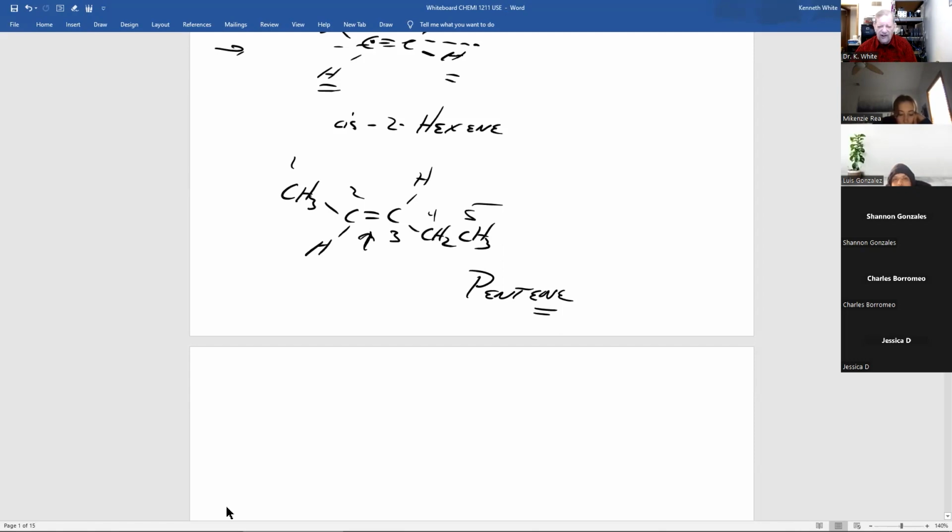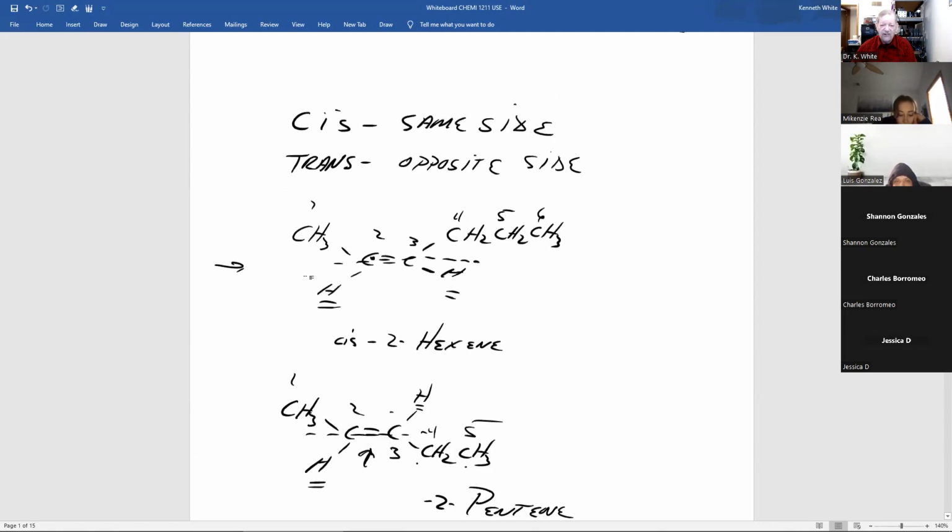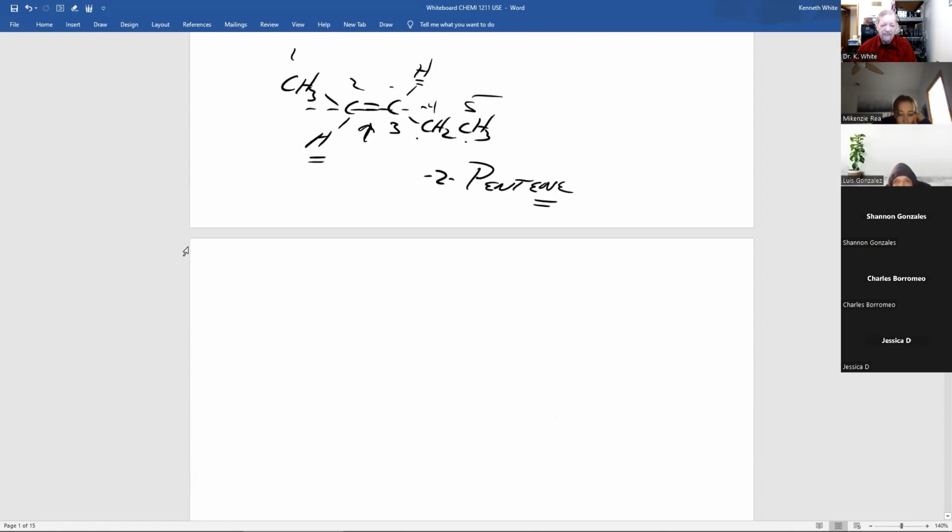If I start from this side, 1, 2, 3, so you have a choice. It can either be 3 or 2. You pick the lower number. Double bond starts at carbon 2. Notice here, if I had a pencil or my finger or a plane, the hydrogens, one on each carbon of the double bond, are on opposite sides. And as it says up here, trans, opposite side. So it would be trans-2-pentene.